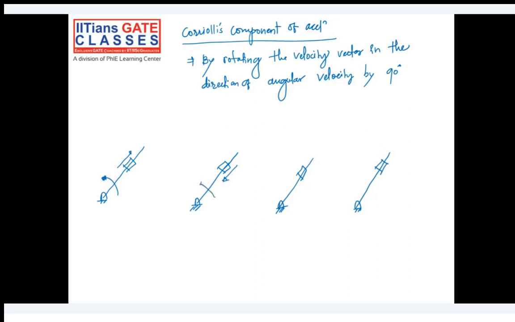So 2v omega is the Coriolis component of the acceleration, and the direction of this is: rotate the velocity vector in the direction of angular velocity. So what is the angular velocity direction? It's counterclockwise. So you rotate this velocity vector counterclockwise. If you rotate, how will it look? This is how it will look, correct? So this is A Coriolis. Are you following it? In the same way, in the second case, our velocity vector is downward. If you rotate it counterclockwise, the Coriolis component will be in this direction.